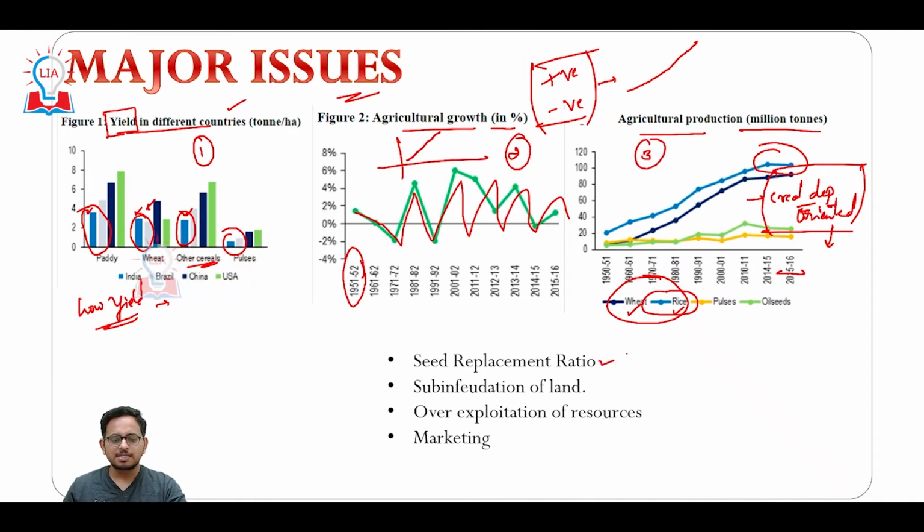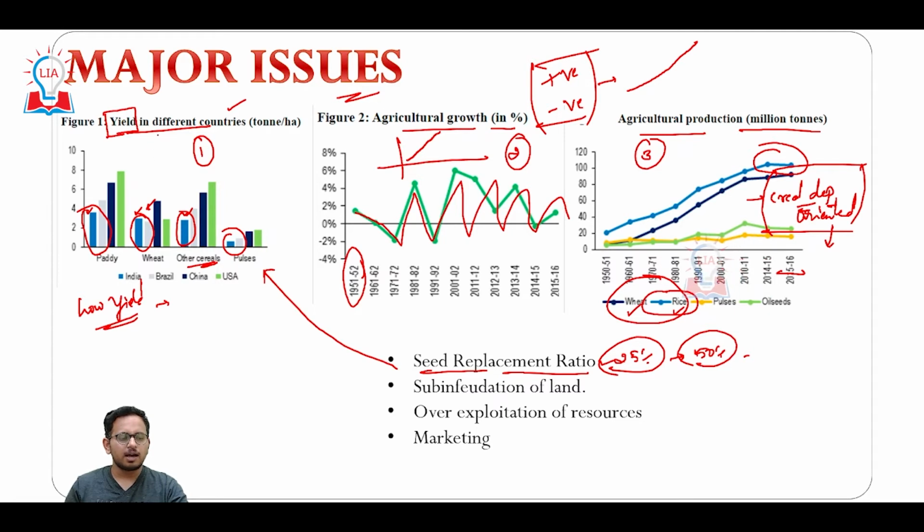And the next one is seed replacement ratio. How much of the sowing seed is certified and is verified for its quality? Seed replacement ratio in India is somewhere around 25%. This has to be around 50% in the next 5 to 10 years in order to achieve the agricultural yield. One of the reasons for lower agricultural yield is also because farmers do not use the high yield variety seeds and certified seeds. They use the farm seeds which are of lower yield.